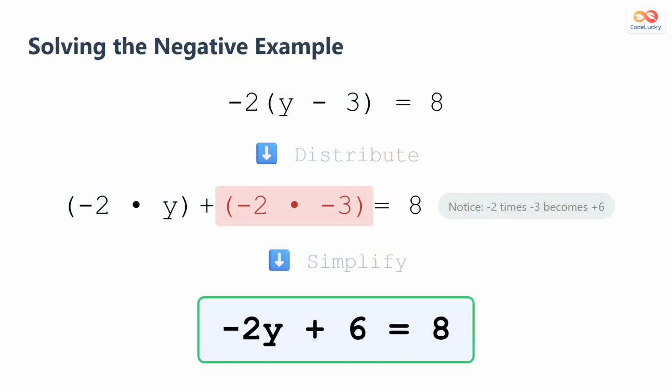Let's see that in action. Negative 2 times y is negative 2y, but here is the trick. Negative 2 times negative 3 is positive 6. Remember, a negative times a negative is a positive, so the equation becomes negative 2y plus 6 equals 8.